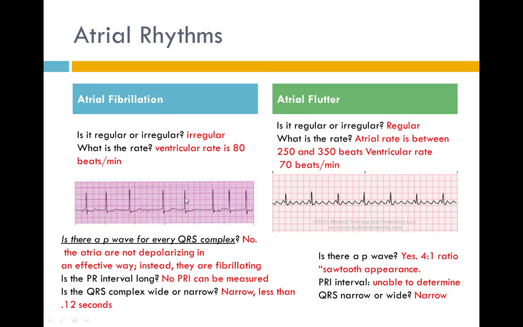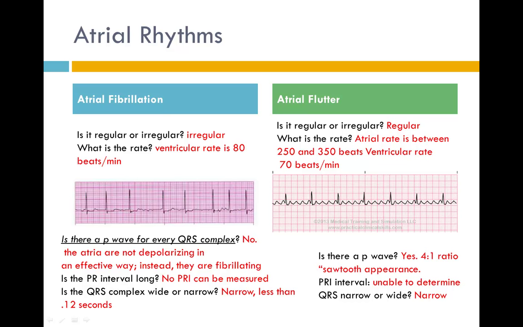If it's uncontrolled, meaning that you have a rapid rate greater than 100, there needs to be more interventions for that particular type of client. Next, we're going to talk about atrial flutter. Again, using our systematic process, is it regular or irregular? This one actually looks pretty regular.